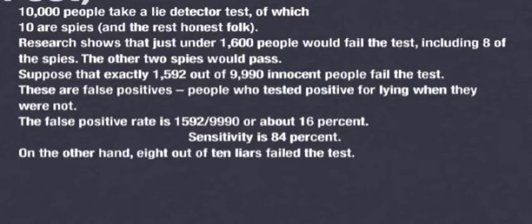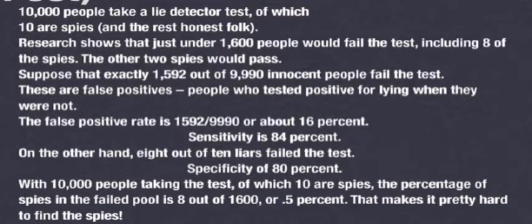On the other hand, 8 of the 10 liars failed the test, and that gives us what we call specificity of 80%. So if you think about that, it sounds pretty good. 84 and 80 are pretty high numbers, but because the spies are so infrequent in the population, look at the percentage of spies in the pool of people who failed the test. Now we look for the spies. 8 out of 1,600 people, that's 0.5%. So in other words, it's really hard to find the spies.